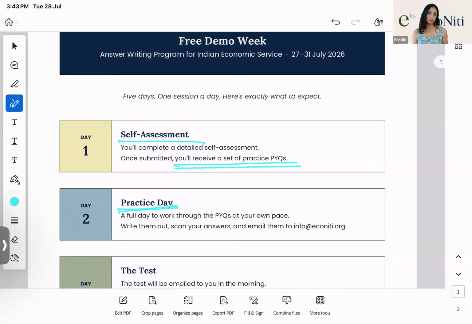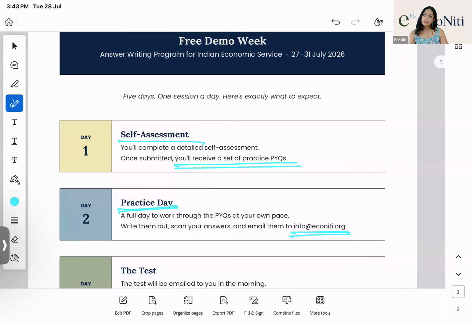Think that I have all the resources and time, and write that answer. You write the answers to just those 7-8 questions and then you send it to us. Where do you send it? You email it to us at info@econiti.org. We will also put that information in the email for you.